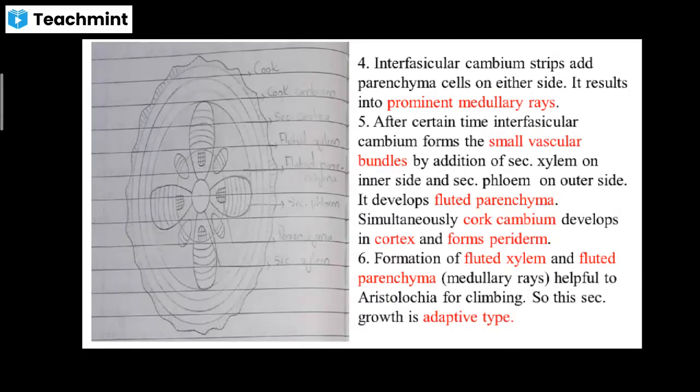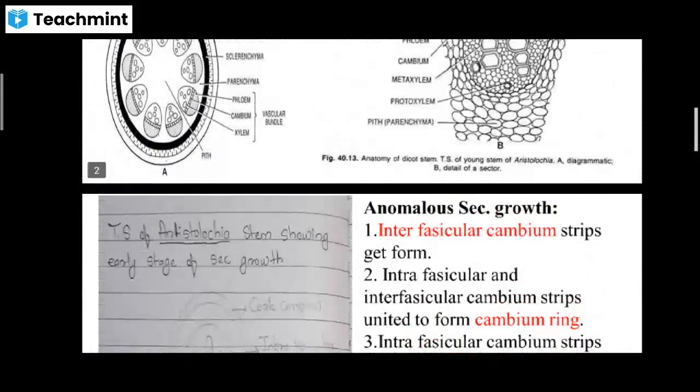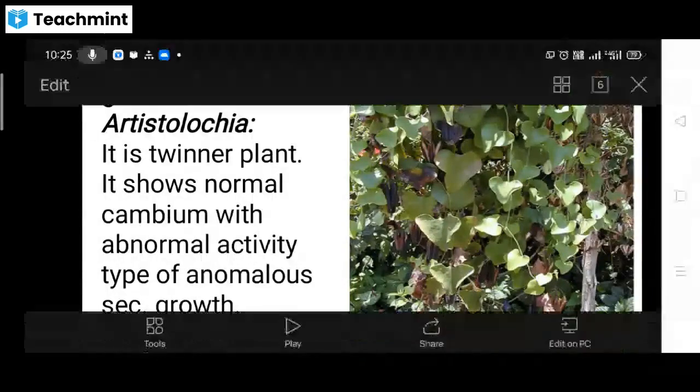All of you got this point? Anomalous secondary growth in Aristolochia. All of you got this point? Yes, ma'am. Yes, ma'am. Okay.